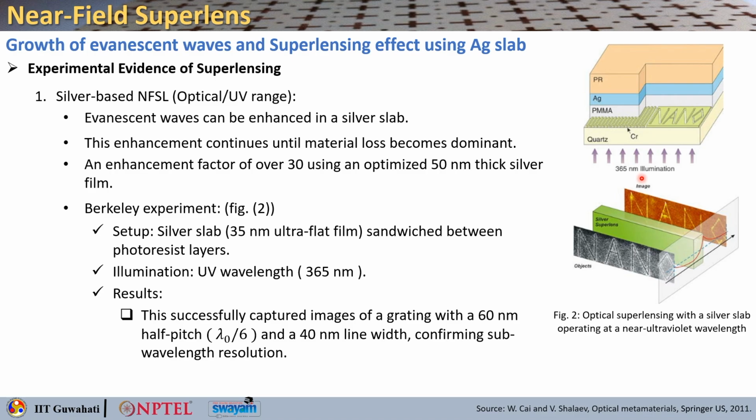And what was the result? They could capture images of gratings that you can see here with a 60 nanometer half pitch, that is typically lambda naught by 6. Okay, and they could also record 40 nanometer line width from this structure, confirming that they are able to capture the sub-wavelength resolution.